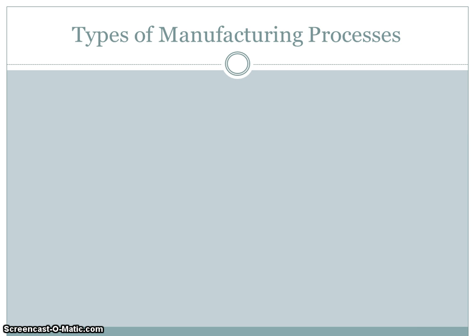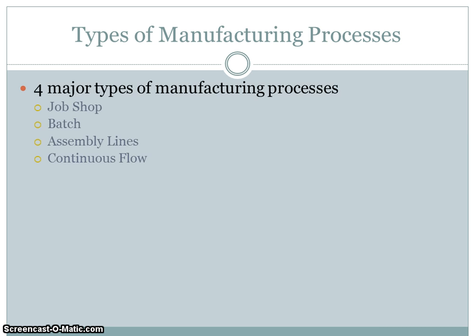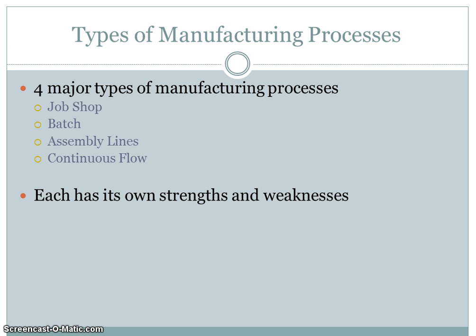When we think about different manufacturing processes, we generally consider that there are four major types that companies have available to choose from: job shop, batch, assembly lines, and continuous flow. Each of these four types has its own strengths and weaknesses, and companies have to choose which of these four based on the manufacturing environment that they're going to be in.